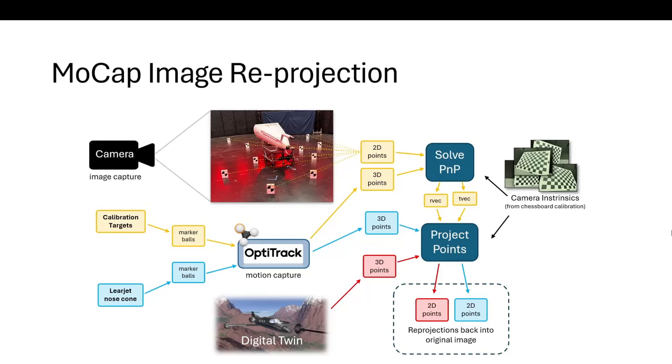All right, my name is Major Derek Worth, and I'm going to give you a brief overview and demonstration of motion capture image reprojection. This is a technique that I've created that allows us to take known three-dimensional points and project them into two-dimensional images, and is specifically useful in generating training labels for the supervised machine learning task of object detection.